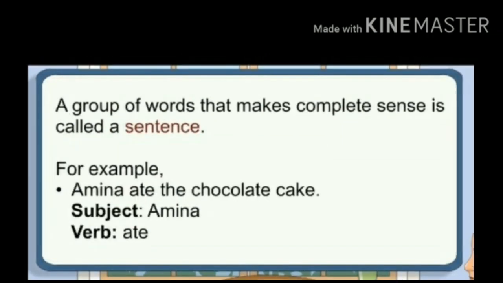Then what is a sentence? A group of words that makes complete sense is called a sentence. And as we read earlier, a sentence has a verb also. For example, Amina ate the chocolate cake. Here Amina is the subject and the verb is ate. So this sentence makes complete sense.